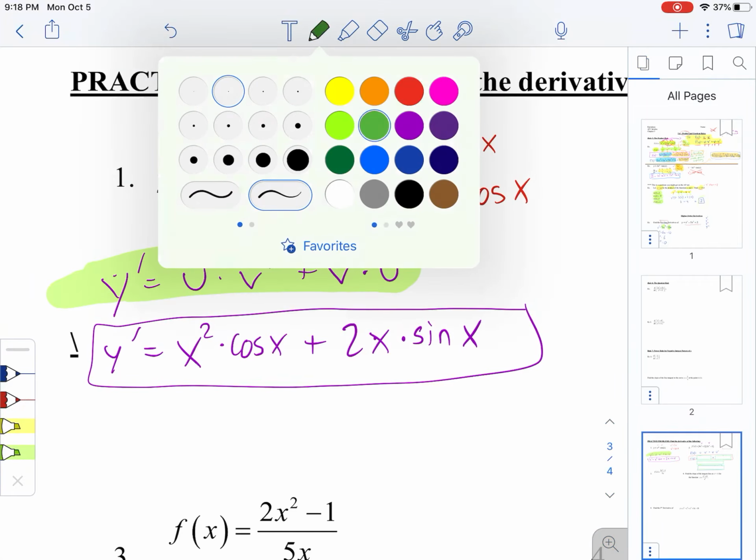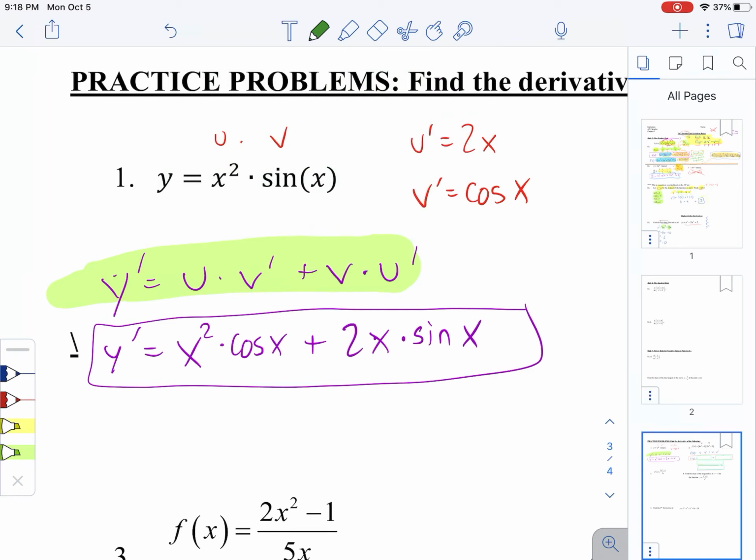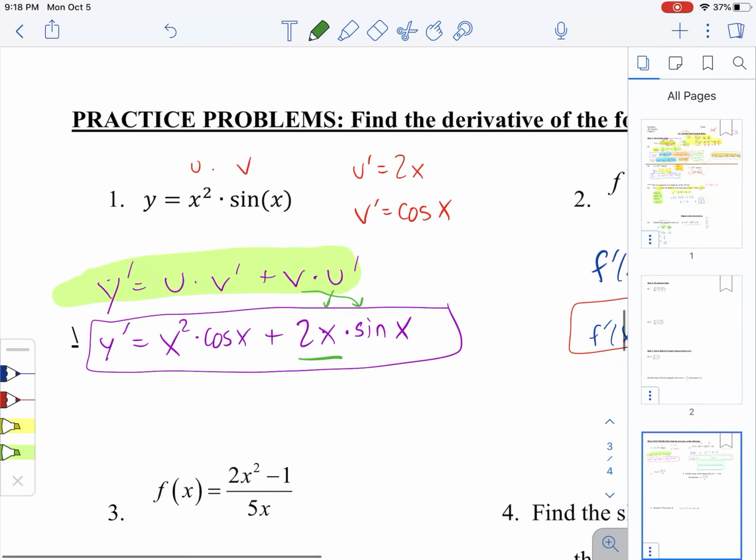Again here, I wrote it not in weird order, just the order that makes more sense to me. I like the variable expression to be in front of the trig function. So I just put the u prime in front, put the v after. But multiplication can work like that. You can flip them at will. That's it. Nothing to simplify. That's what you get. Hopefully you got the right answer.